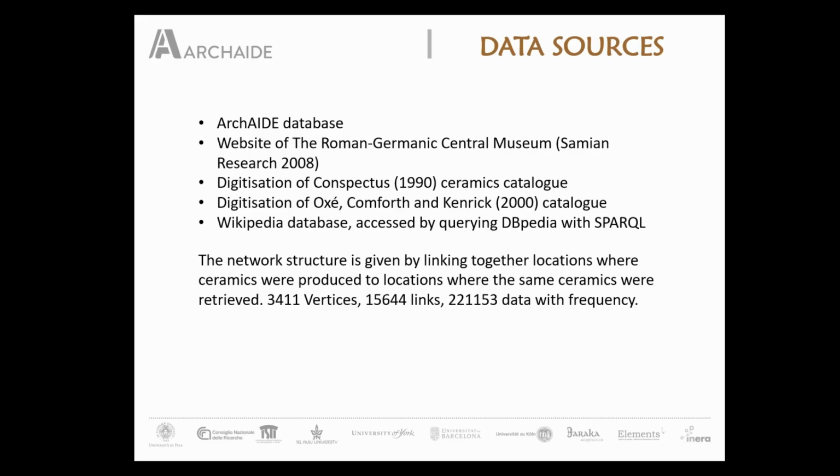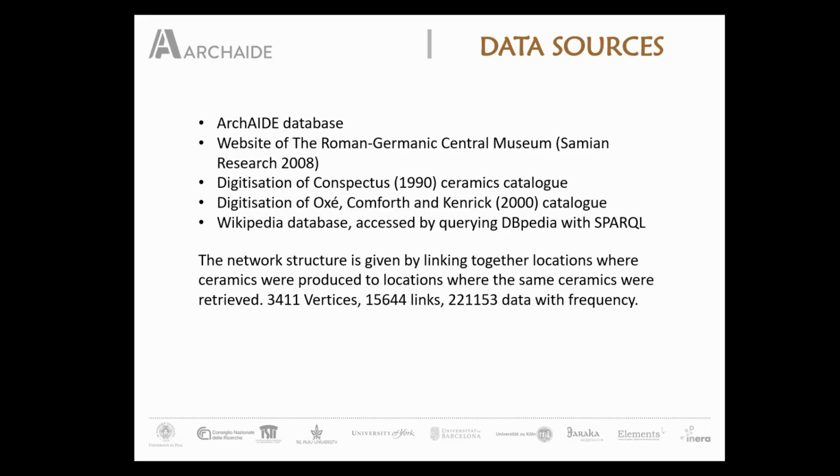The data we use are mainly the data that are in our database, but some data come from the Roman Germanic Central Museum website, which collects many thousands of data related to Terra Sigillata through the automatic digitization of the Conspectus catalog, through the digitization of the Kenrick catalog about the stems of Terra Sigillata, and also using a SPARQL endpoint for querying information from our database.